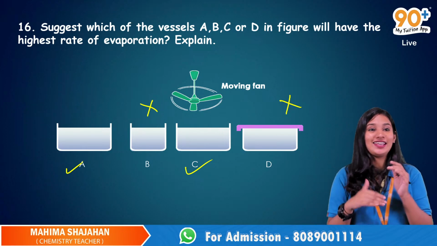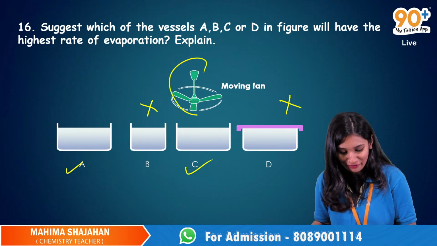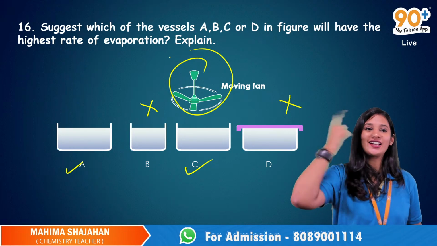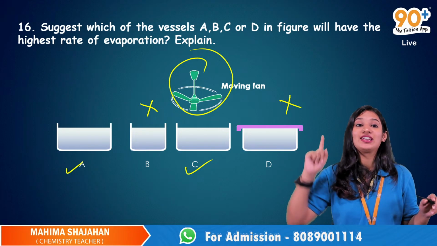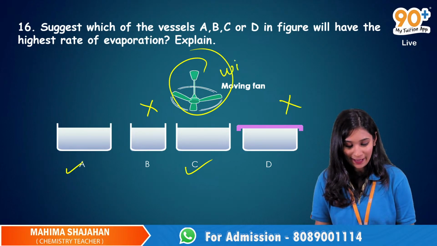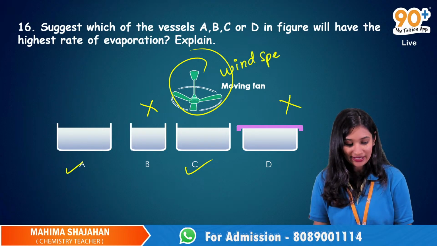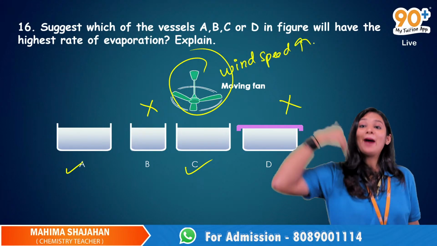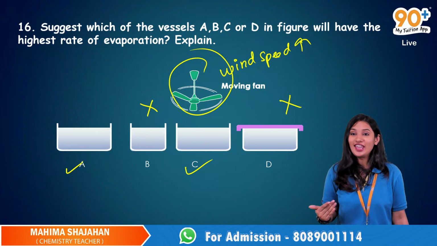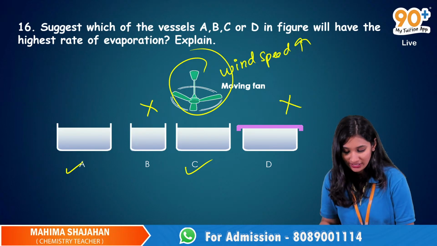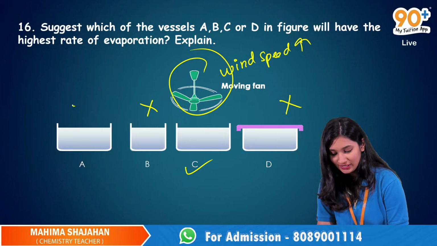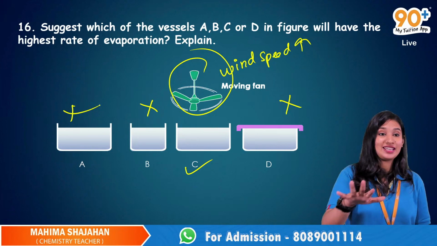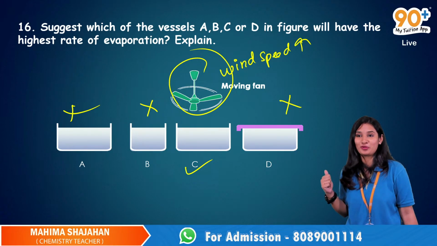What about C? What is above C? We have a fan here. The fan keeps rotating, and the surface area is large. Along with that, what else? Wind speed. As the speed of the wind increases, the evaporation will increase. So it is option C. It's not A. Option C will have the higher rate of evaporation.